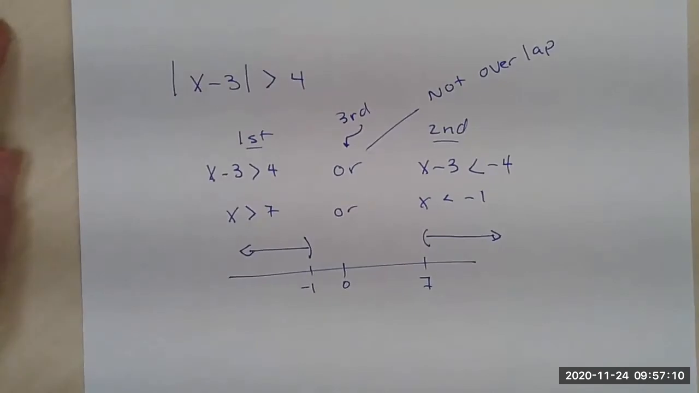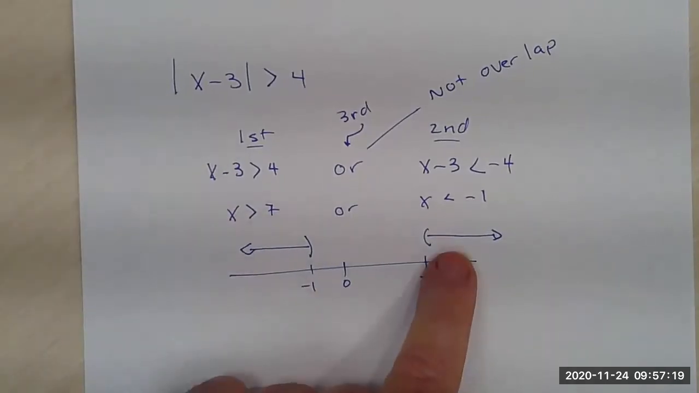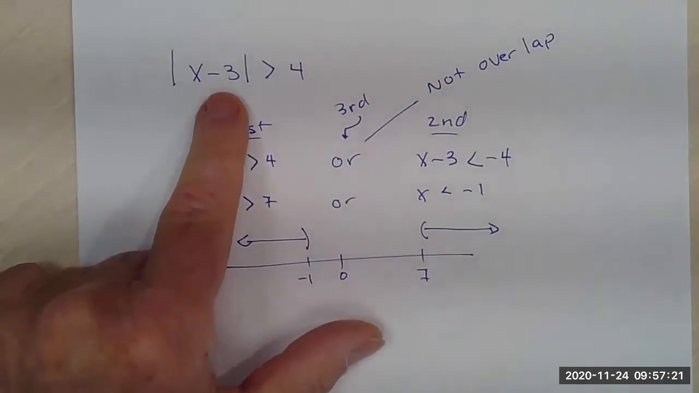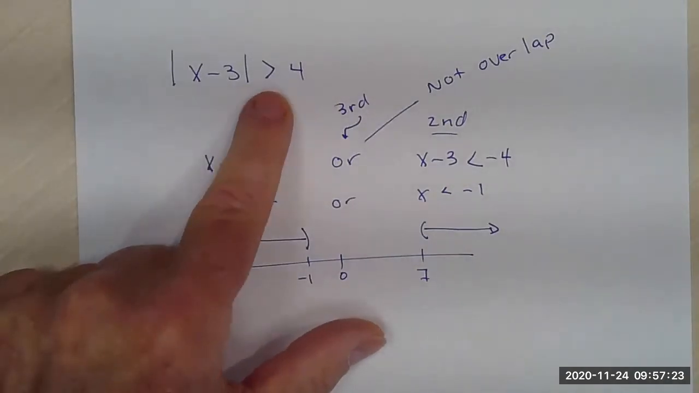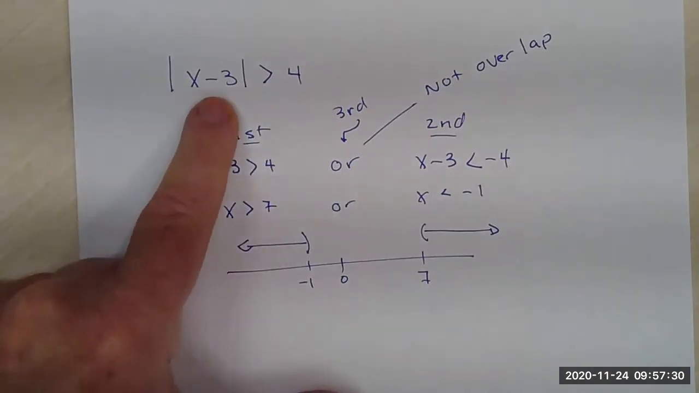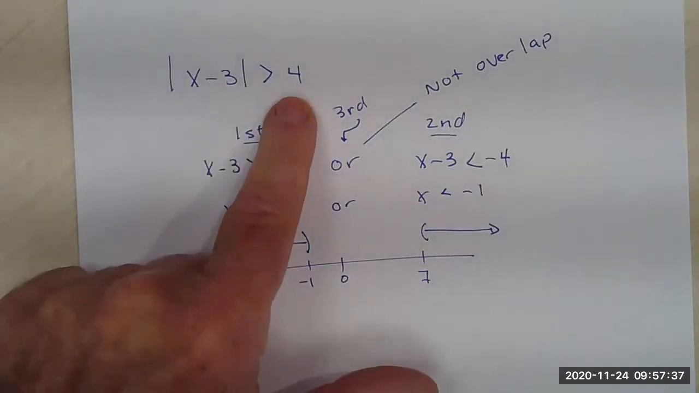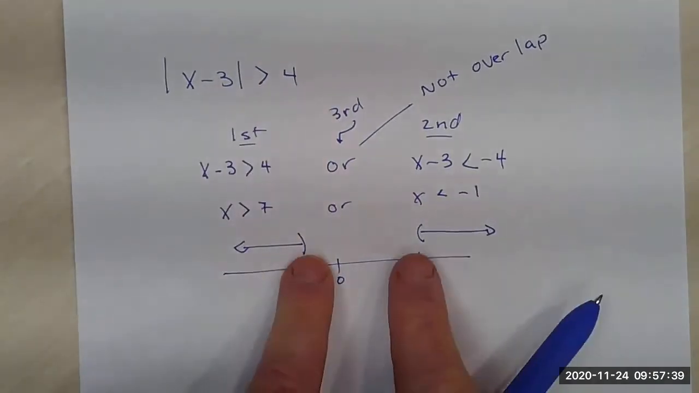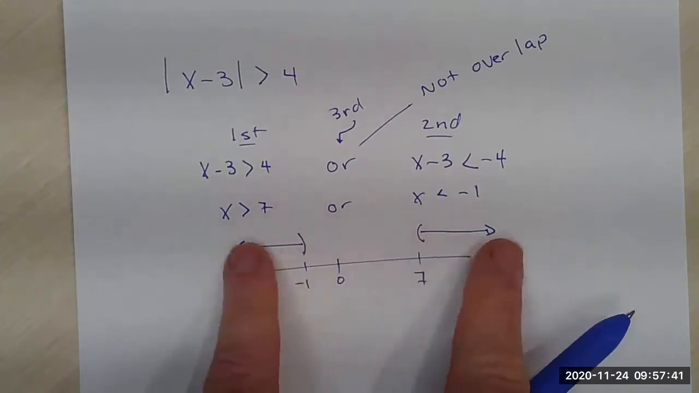Good. Okay, fine. So what, Jeff? Well, that's it. The picture is telling you where all the answers are. Test it out. Pick like 10 over here. 10 subtract 3 is 7, and 7 is bigger than 4. Pick something over here like -100. -100 subtract 3 is -103, but the absolute value of -103 is 103. And oh yeah, it's also bigger than 4. So these are your regions that are the answers.